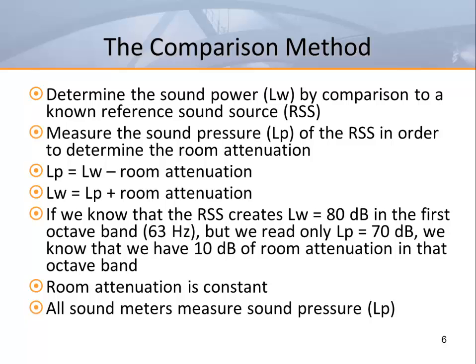We can determine the room absorption by measuring the sound pressure of a reference sound power source called an RSS. Since the sound power of the RSS is known, any difference between it and the measured sound pressure must be attributed to room absorption. This room absorption is a constant that can be applied to sound levels of any magnitude.